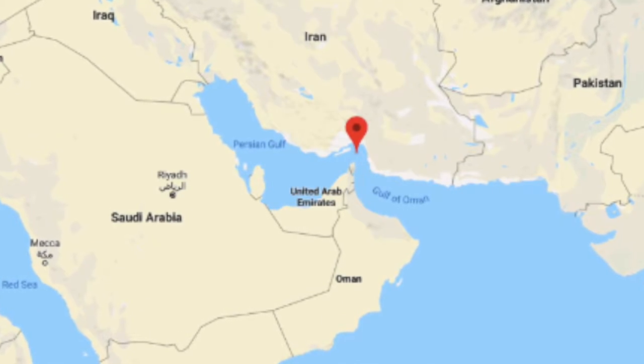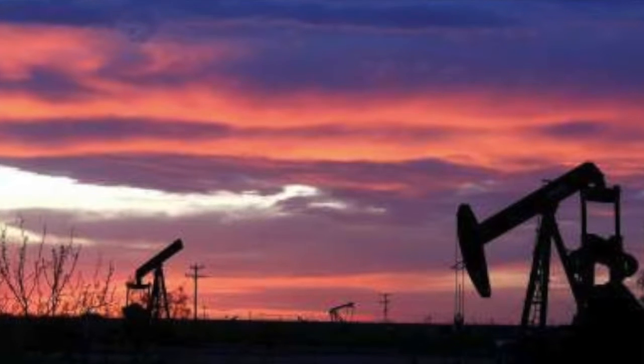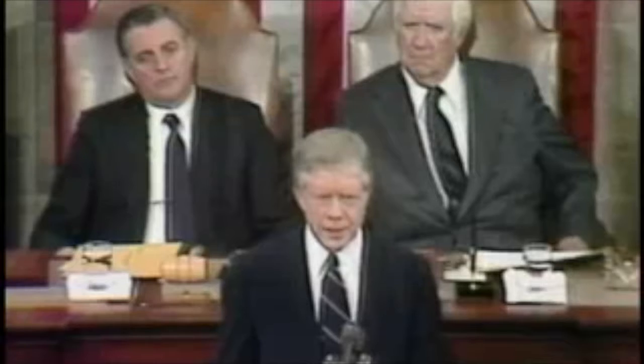This region was of high interest to the US, as it was rich in oil and gas, and Carter threatened military intervention to counteract Soviet aggression in the region.